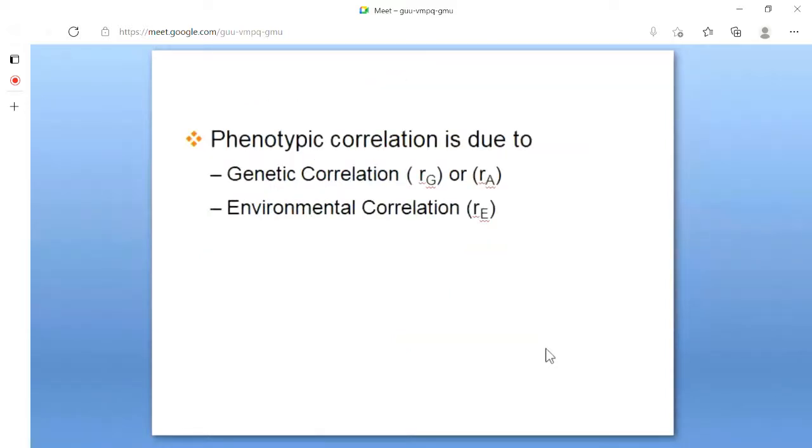Suppose the milk yield and the fat percentage. If we increase the milk yield, the fat percentage will decrease. Why is there a simultaneous change in both the characters, either synergistically in the same direction or in the opposite direction? It is due to the genetic correlation on one hand, and the environmental correlation on the other. Whatever the phenotypic correlation is, it is due to the genetic correlation as well as the environmental correlations.